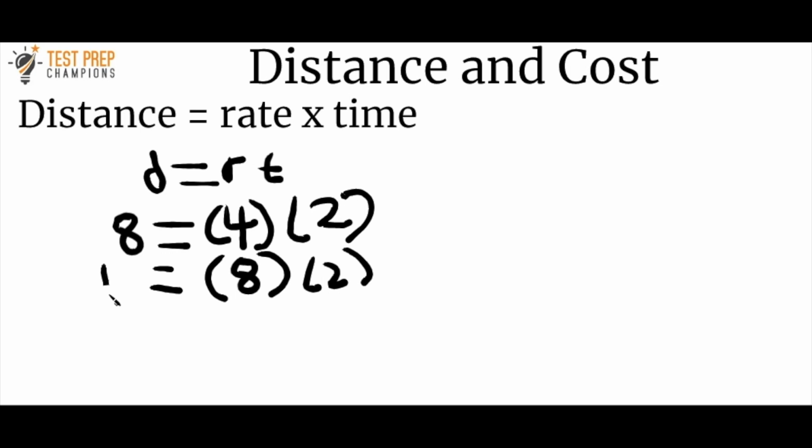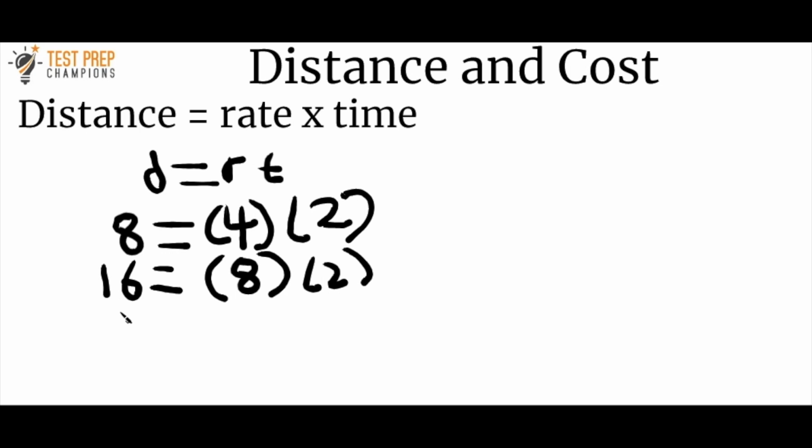So what happened here? Well, in this case, you biked for 2 hours at 4 miles per hour, and that was a distance of 8 miles that you traveled. But then you biked for the same amount of time, that same 2 hours, but you doubled your speed, and look what happened. Your distance also doubled here.